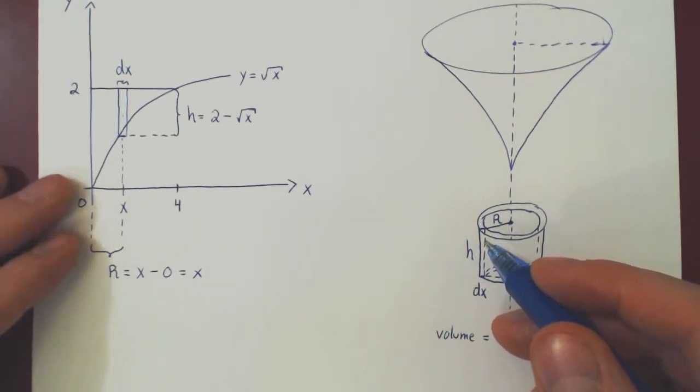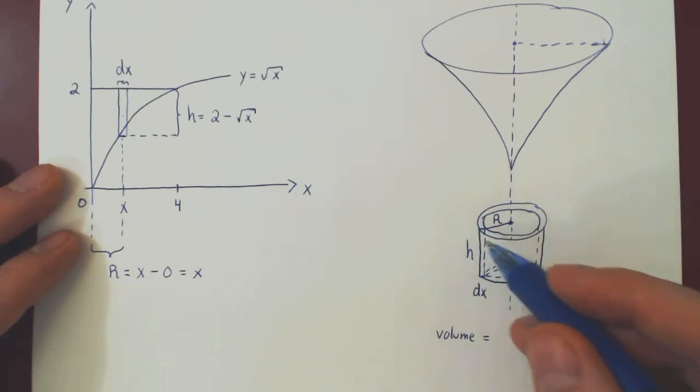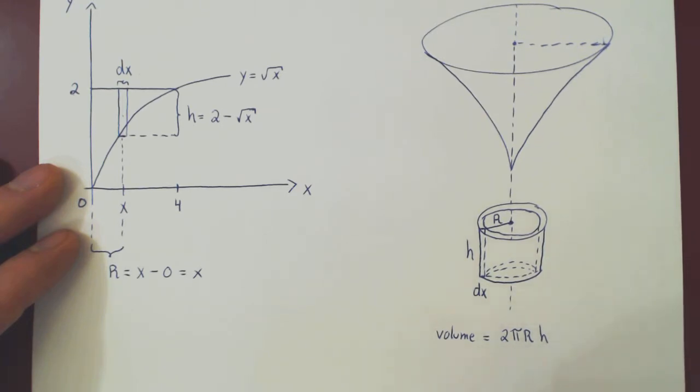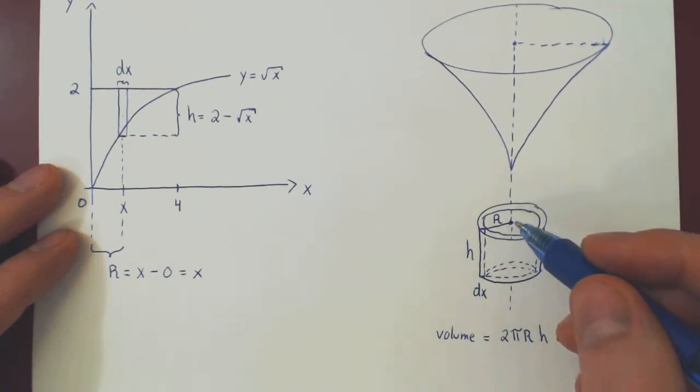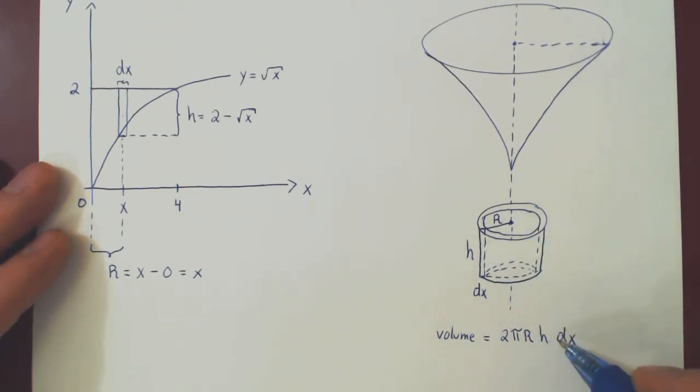So you need the area of the rectangle. It will be the height times the length, but the length will be the circumference. The circumference, of course, is 2 pi r. Times the height gives you the area of the corresponding rectangle, times the thickness, dx, gives you the volume of the cylindrical shell. Again, if you need a reminder, you can watch the video that introduces you to this formula.